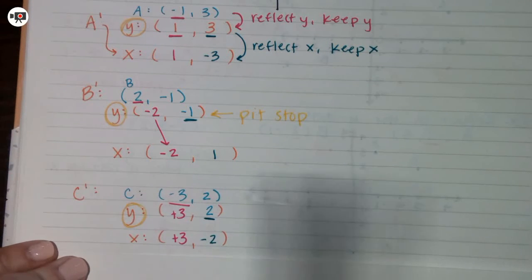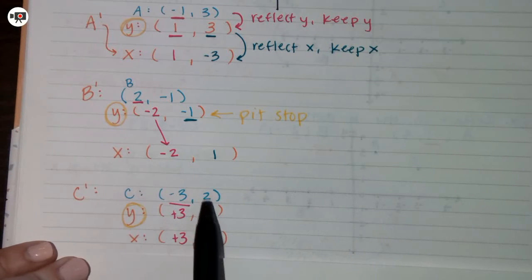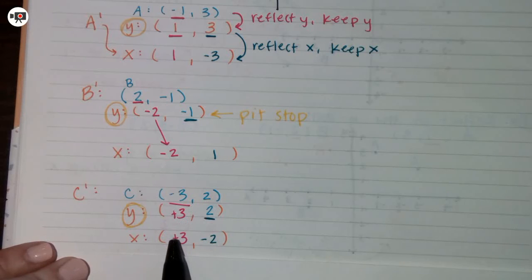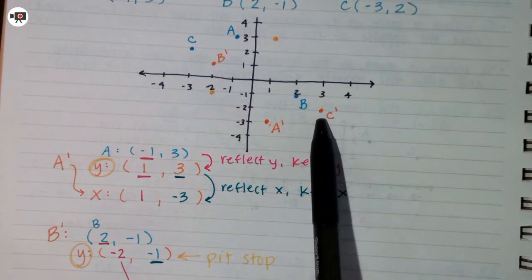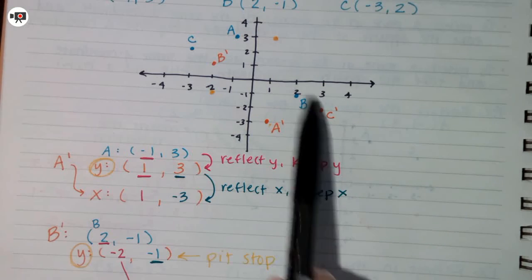Reflecting point C, we are going to keep the y and then keep the x. So my point is 3, -2. So I have 3, -2. So C went from up here to down here.